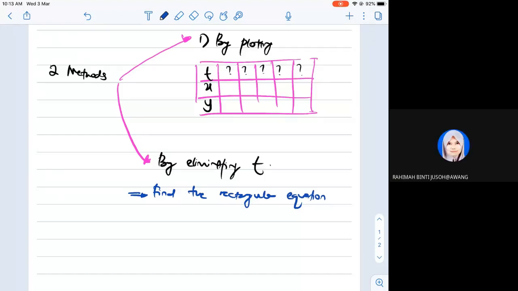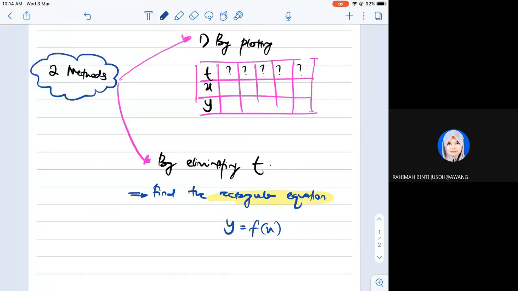And for eliminating t, what you should do is find the rectangular equation. What rectangular equation means is you have to find the equation of y in terms of x. It no longer has t, it only has y in terms of x. So that's the methods to sketch the parametric curve. We have two methods, so use either one.